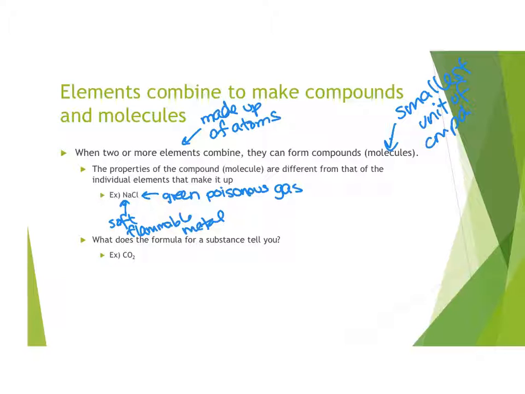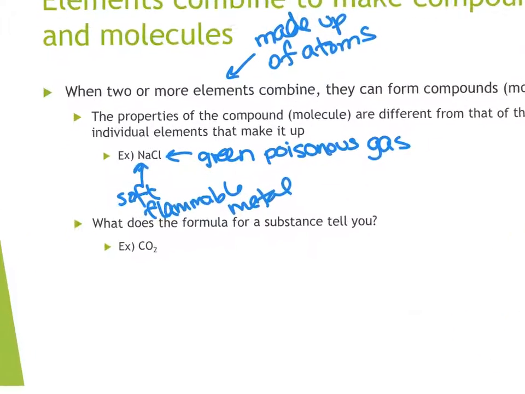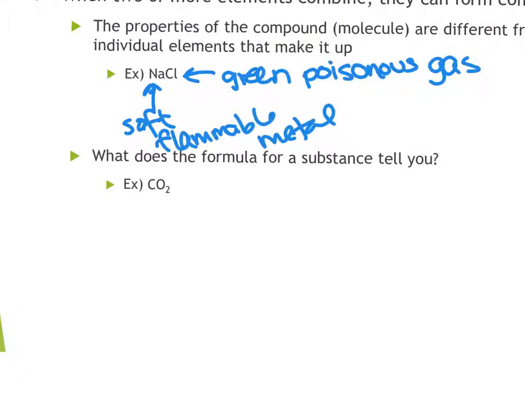What does the formula of a substance tell you? So if I have CO2, what does that tell you about it? 1 carbon, 2 oxygens. Now, I know most of you know this, but again, there are some people who have not had the class. So 1 carbon bonded to 2 oxygens. So the subscripts tell you the number of atoms. The symbol tells you the name of it.